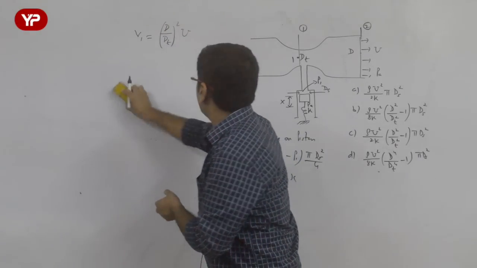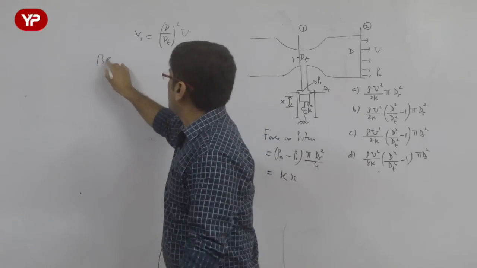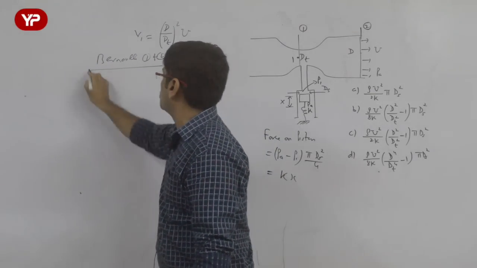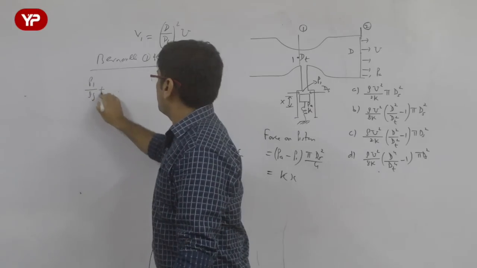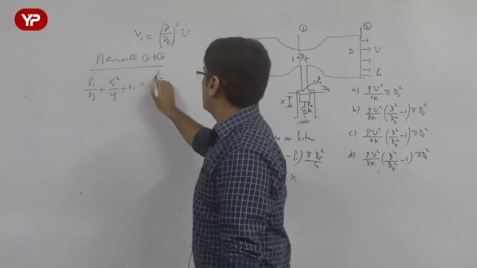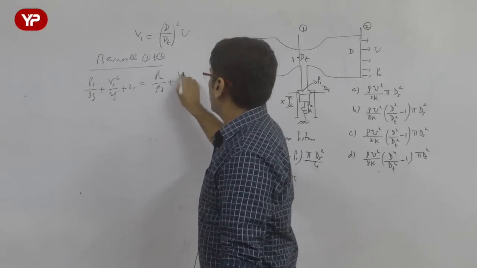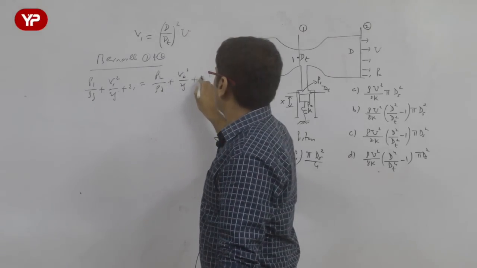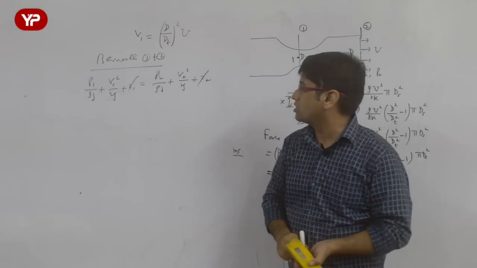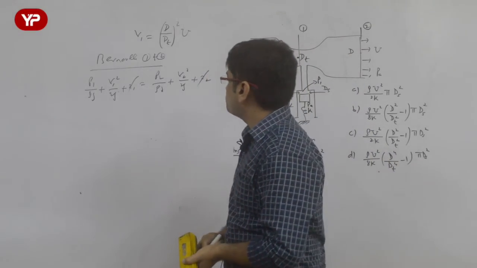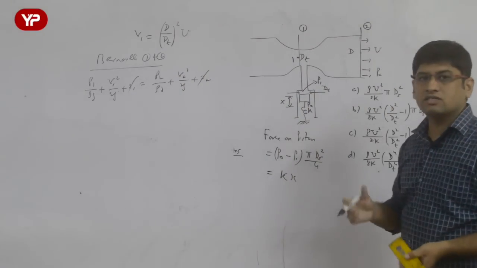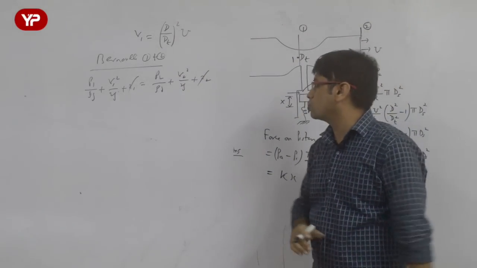Keep this in mind now, and let's apply the Bernoulli equation between section 1 and section 2. P1 by rho g plus V1 square by 2g plus Z1 is equal to P2 by rho g plus V2 square by 2g plus Z2. Since the venturimeter given is horizontal, Z1 is equal to Z2. Now P1 is the pressure at the throat, and P2 is the atmospheric pressure at section 2.